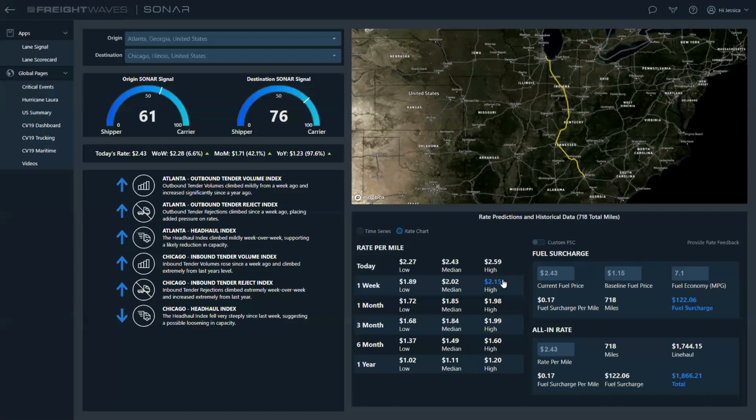Over here on the right-hand side is what we call our predictive rates. We have a rate for today, 1 week, 1 month, 3 months, 6 months, and 1 year in the future. We also have it ranging from a low, mid, to a high rate.